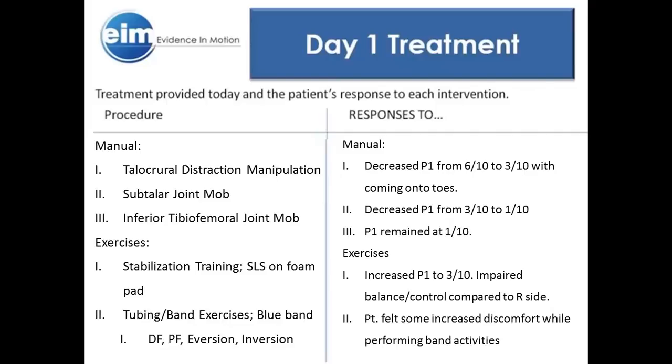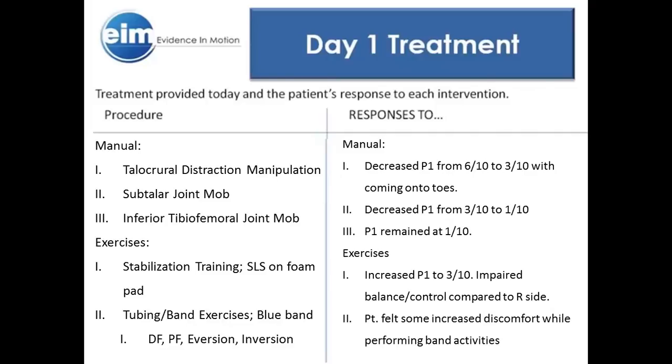These are the treatments I performed with my patient on the first day, in order. I began with the talocrural distraction manipulation, which decreased P1 from 6 out of 10 to 3 out of 10 when coming up on his toes. I then performed a subtalar joint mob, which decreased P1 even more from 3 out of 10 to 1 out of 10. After performing inferior tibiofemoral joint mobs, P1 remained at 1 out of 10.